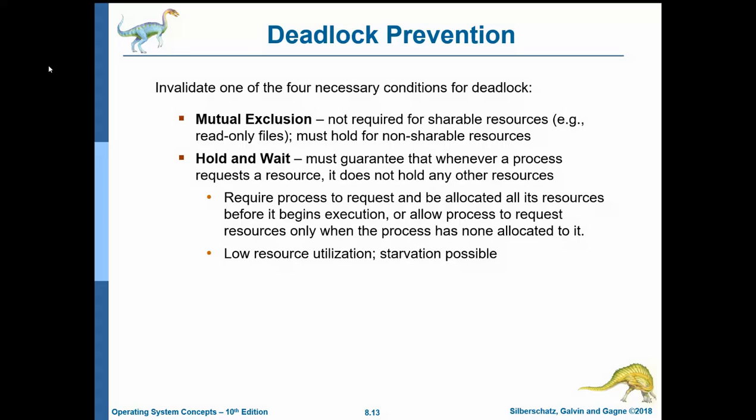Ini sebenarnya lebih kepada protokol di mana kita set the rules. One protocol requires each process to request and be allocated all its resources before it begins execution. Sebelum dia nak execute, dia kena tahu the process kena request and allocate the resources sebelum dia execute. So another protocol, kita allow a process to request resources only when it has none. Dia tak allocated any of the resources. So the process may request some resources and use them.